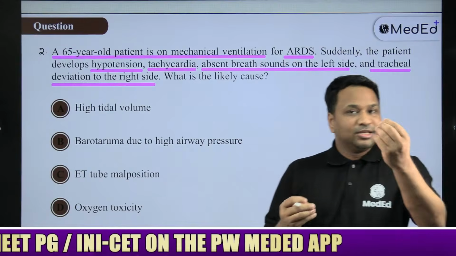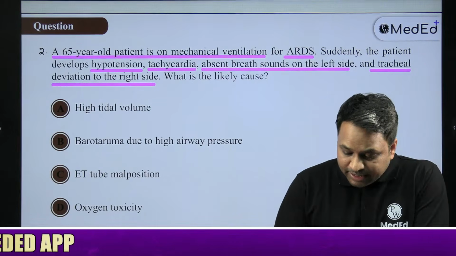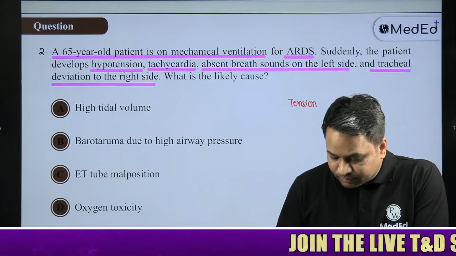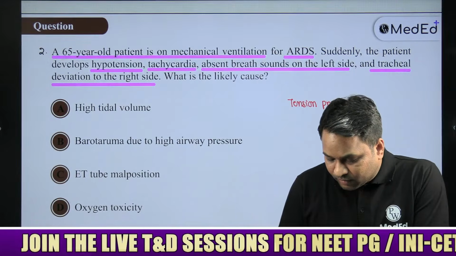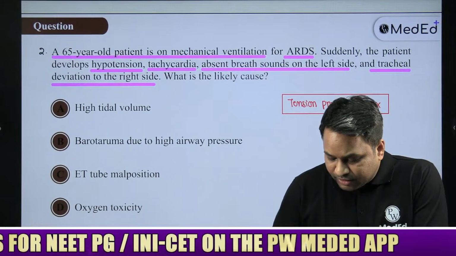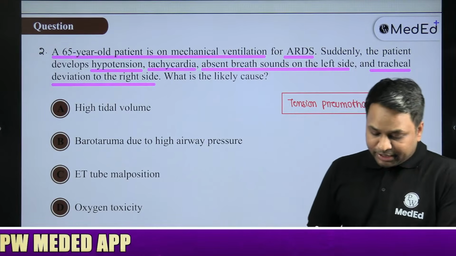On a ventilator, spontaneous perforation of the trachea or the tracheobronchial tree can occur, resulting in tension pneumothorax. An intubated patient suddenly developing these features, where you have absence of breath sounds on one side and trachea deviated to the opposite side, it is going to be tension pneumothorax.